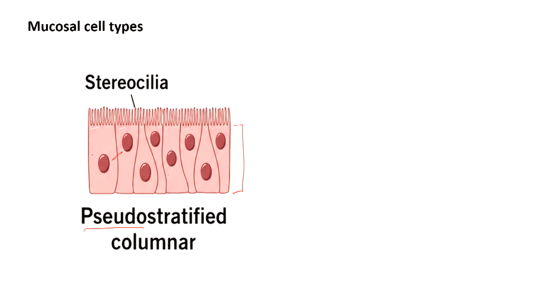One can always say that there are two layers, because one is at the bottom and one is on the top. However, the cells are the same. So this is what pseudostratified means, pseudo, false, stratified columnar epithelium.